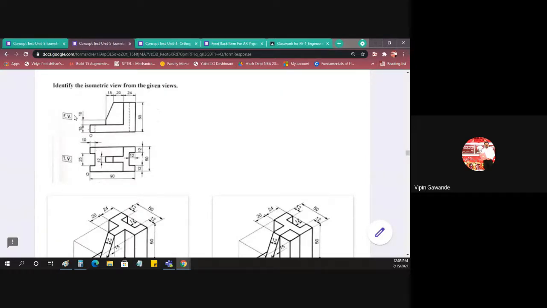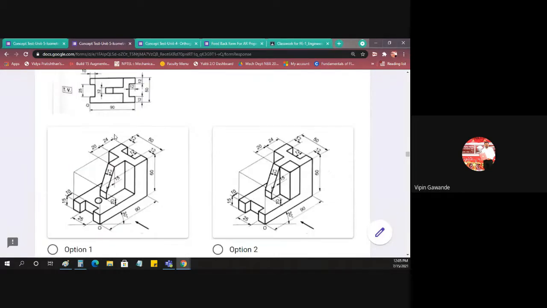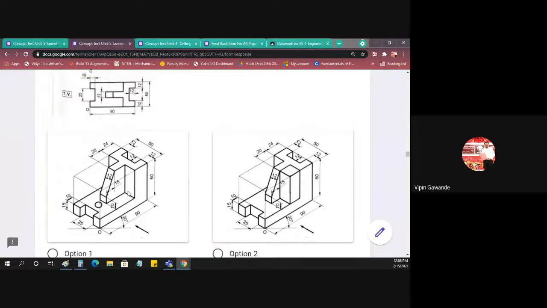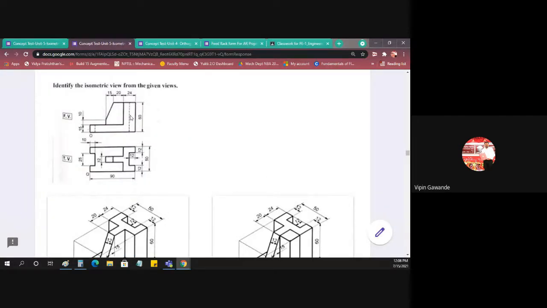Now first we'll check the front view. There is an L shape. Let us check in the direction of the arrow. There is an L shape. We'll first check option number 1. So the L shape is there. Yes, the L shape is there. Correct. Then we have a vertical dotted line here.